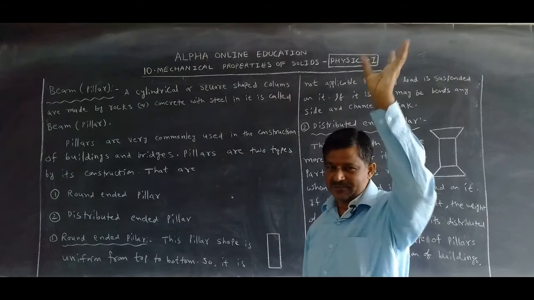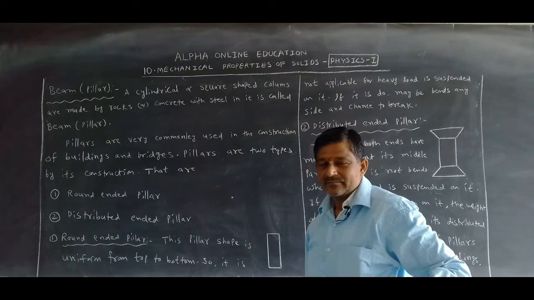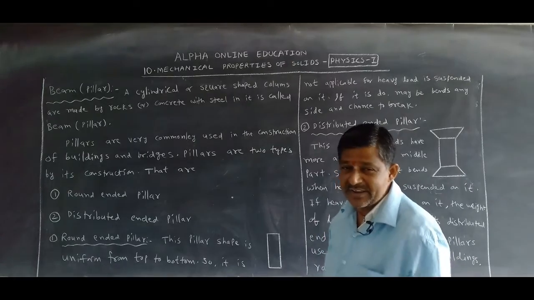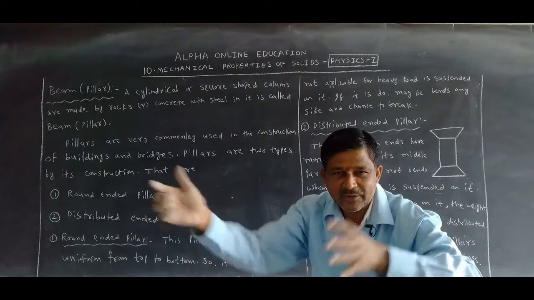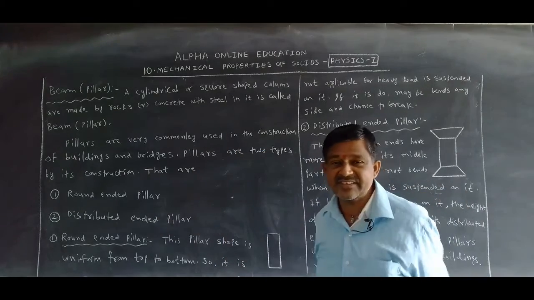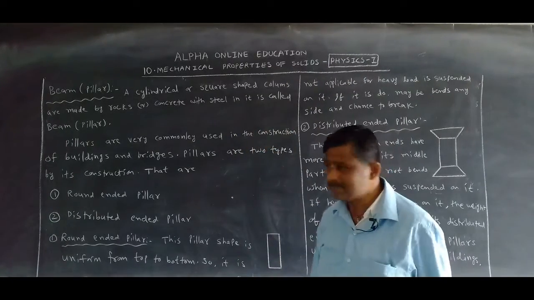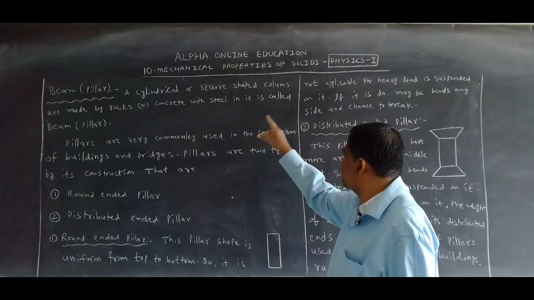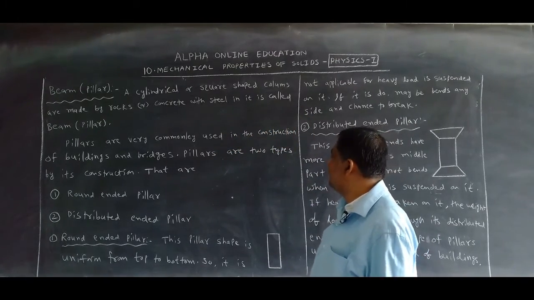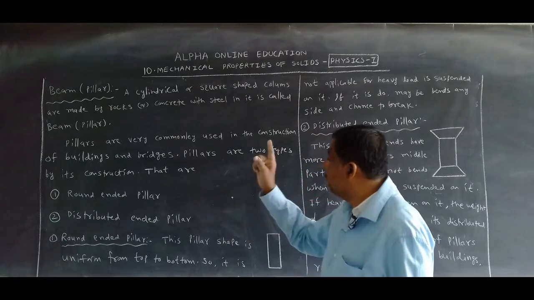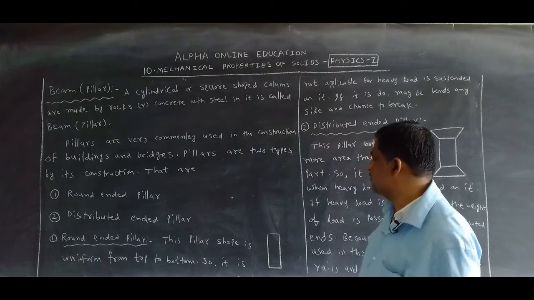In olden days, we can see the old temples. In the kingdoms period, the temples were built with cylindrical shaped rods having a number of designs on them. That is made of rocks. Nowadays, it is concrete with steel. A cylindrical or square shaped column made of rocks or concrete with steel in it is called a beam or pillar. Pillars are very commonly used in the construction of buildings and bridges.